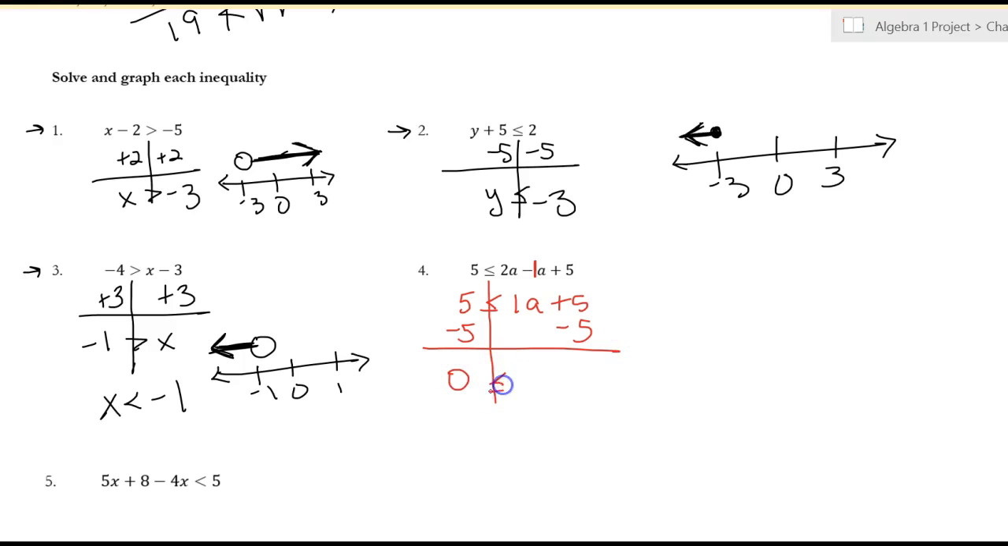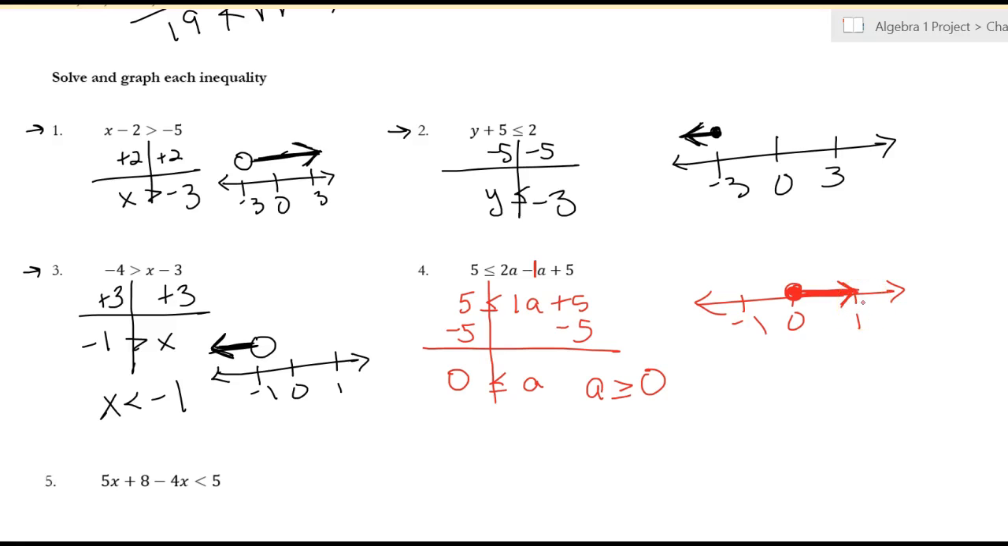And so I get 0 is less than or equal to a. 1 times a is just a, so I'm not going to write it again. Now I'm going to flip it, because a is greater than 0, so I don't really need any other numbers, but I'm going to put them there. It makes it look a little nicer. So it's a closed circle at 0, and a is greater than it, so it's going to the right.